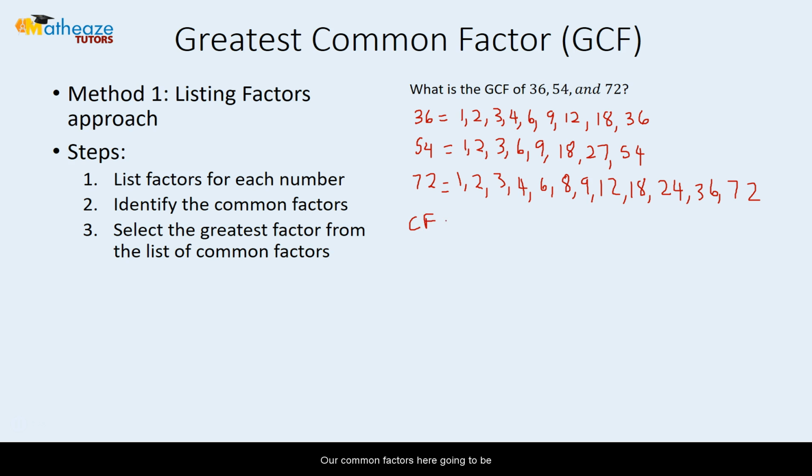Our common factors here are going to be 1, 2, 3, 6, 9, and 18. And our greatest common factor will be 18, because 18 is the largest of the numbers in the factors.